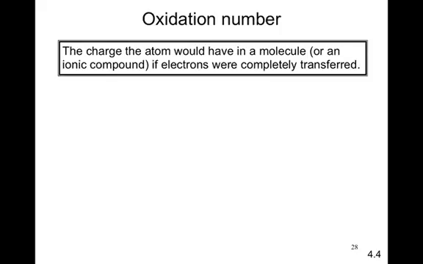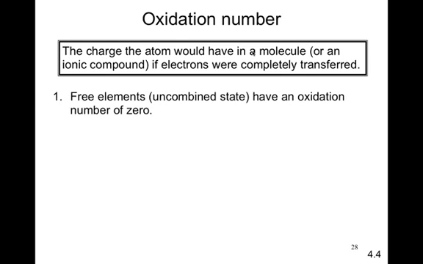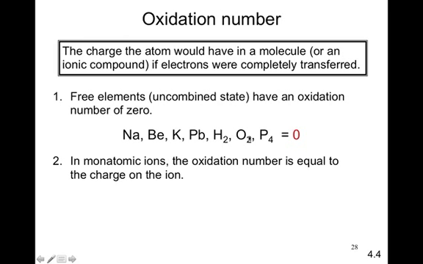Oxidation number is the stuff that gets really helpful. The charge an atom would have in a molecule if electrons were completely transferred. And you're going to see it's kind of what I had already drawn for you a little bit. Free elements have an oxidation number of 0. So things like sodium and beryllium that can exist on their own, lead can exist on its own, hydrogen gas bonded to itself, oxygen bonded to itself, these all have an oxidation number of 0. They're not really going to want to share or give up electrons to anybody else. They're very stable as they are.